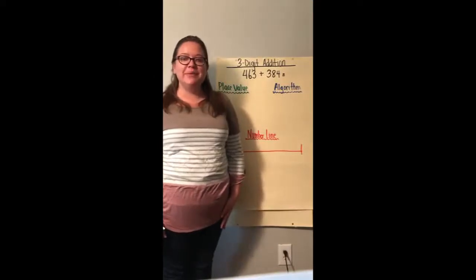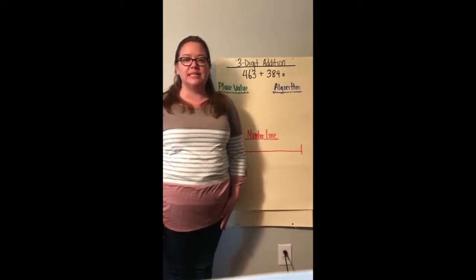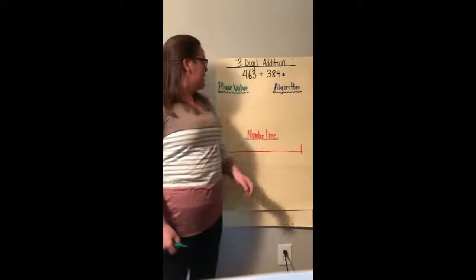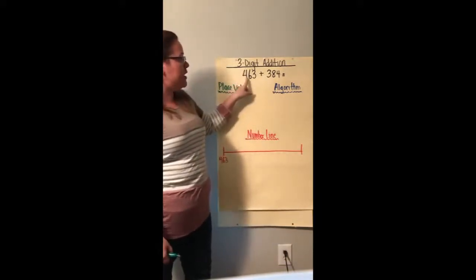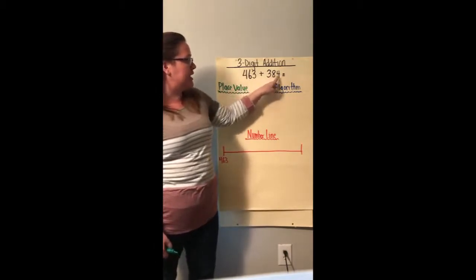Hello everyone, today we are going to be solving 3-digit addition problems. We have spent the last few days discussing place value, and that is going to help us today. I'm going to show you 3 different strategies on how to solve addition problems, and then you're going to solve on your own. So the first strategy is adding by place value. The problem is 463 plus 384.